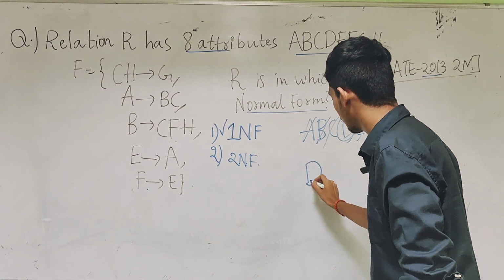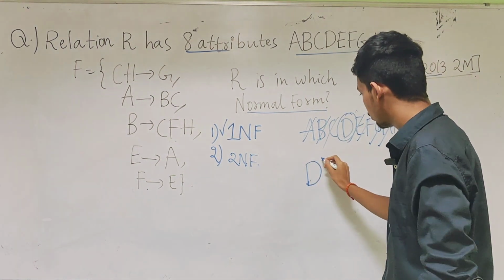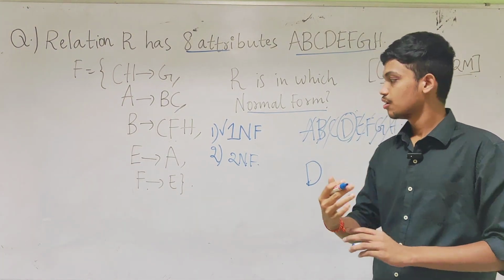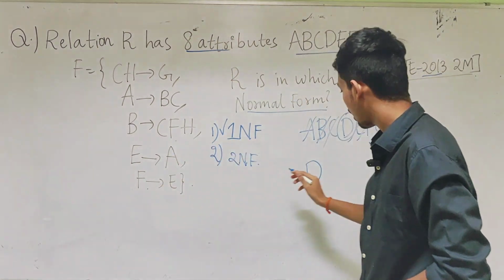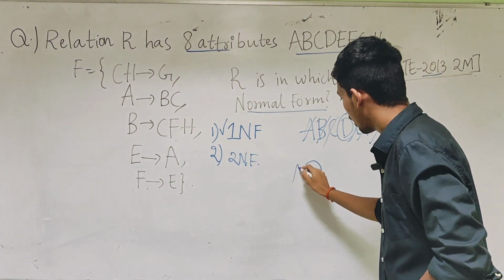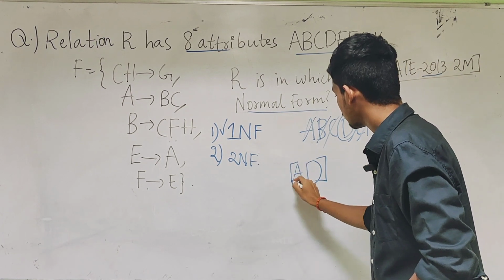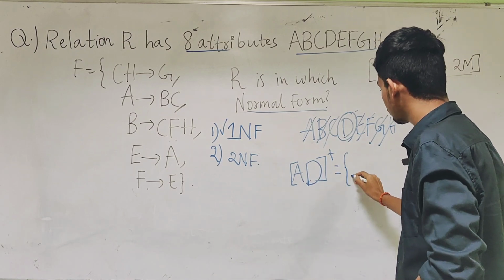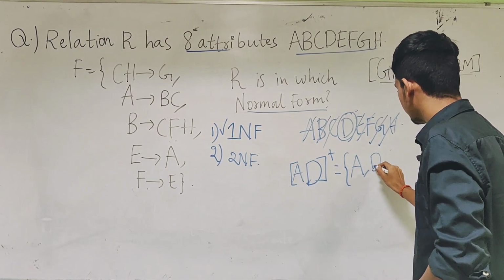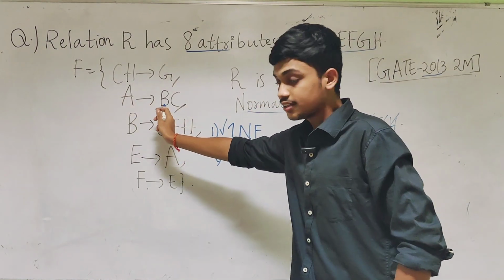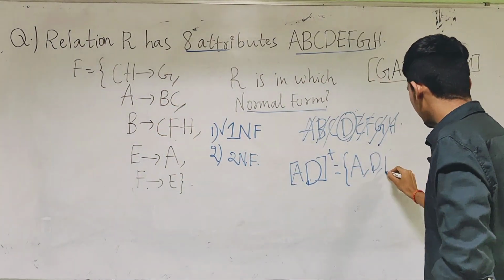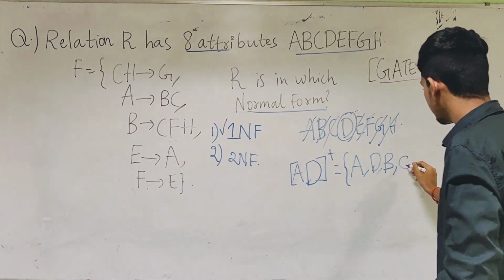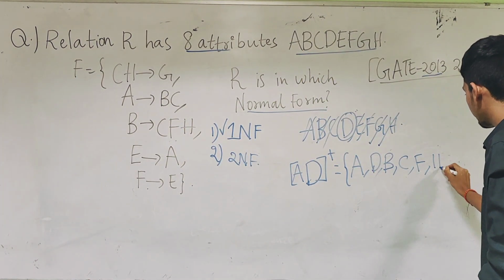One attribute of the candidate key, we got it. D should be included. Now with D, what else should be included, so that if you do the closure, we get all attributes? I am taking for example A. I am taking AD closure. You know how to do closure? I am writing directly. With AD closure, we can get A, we can get D. With A, we can derive BC. So I am writing BC here. With B, we can get CFH. So C is there, FH I am including.